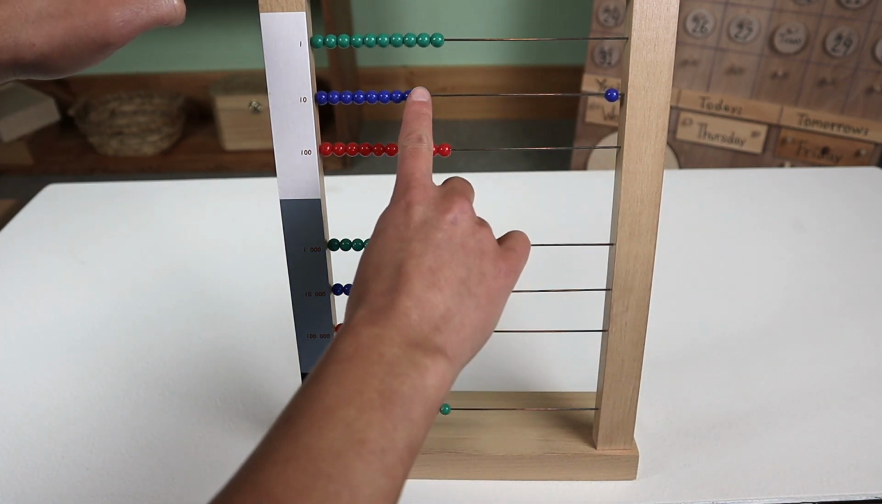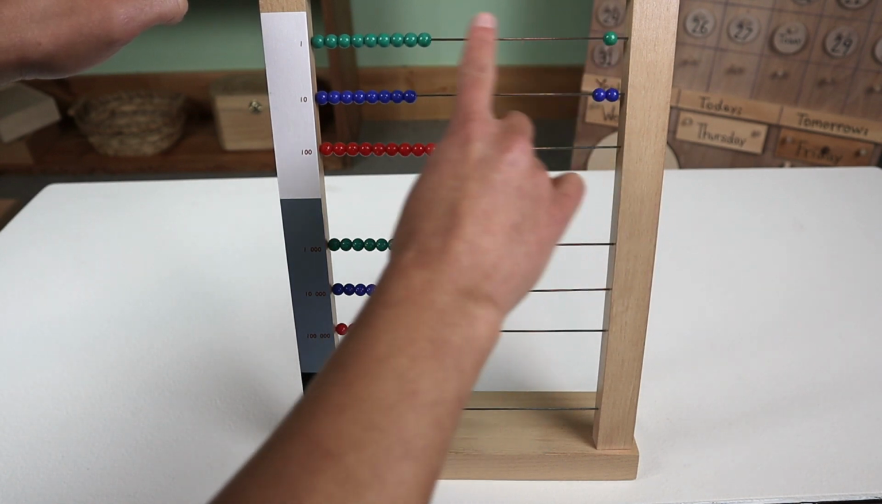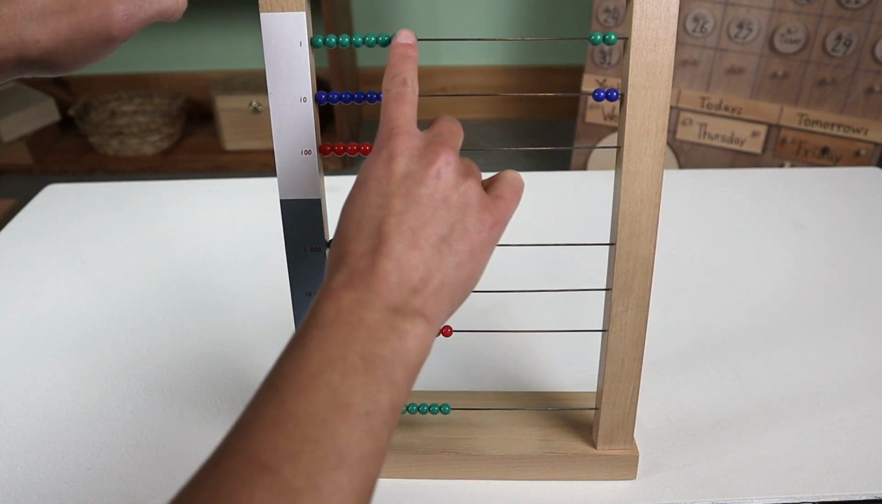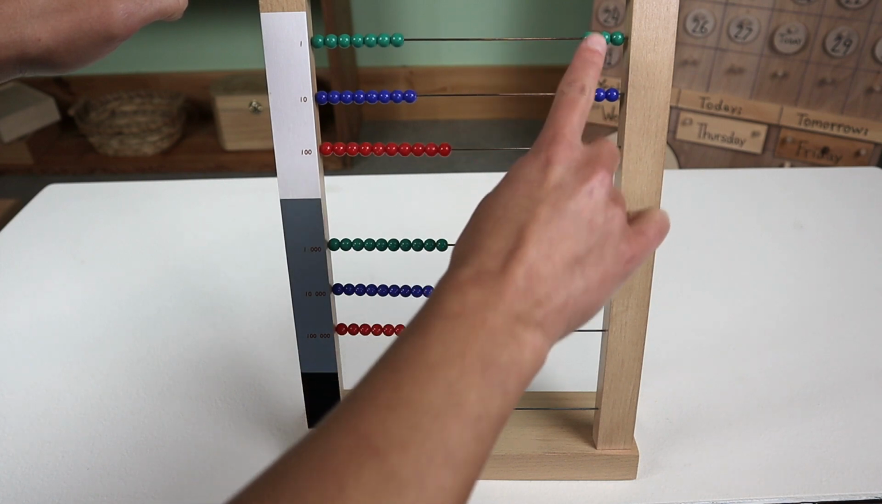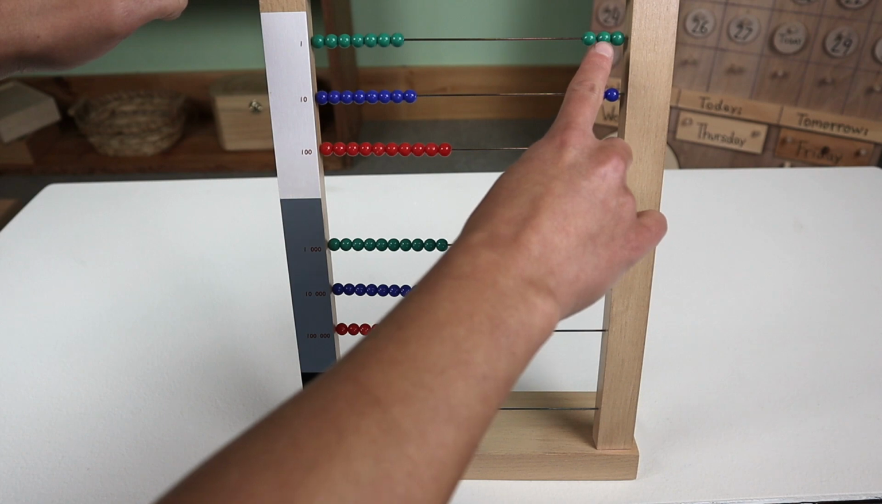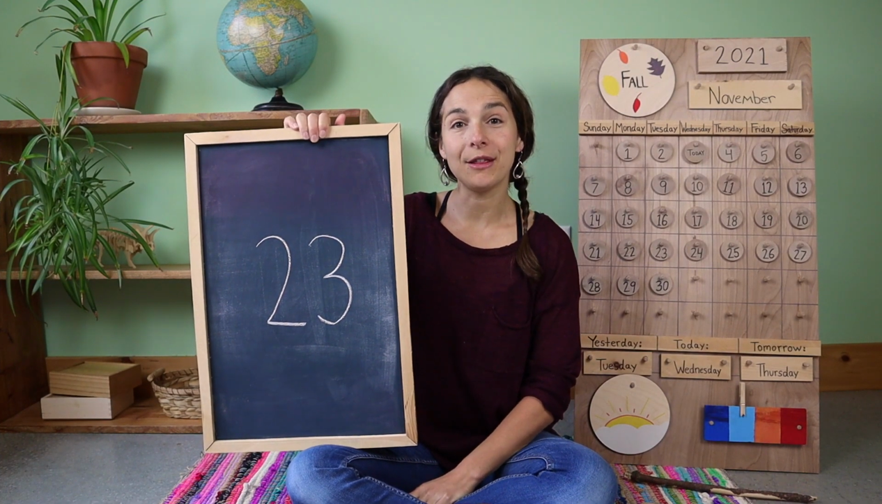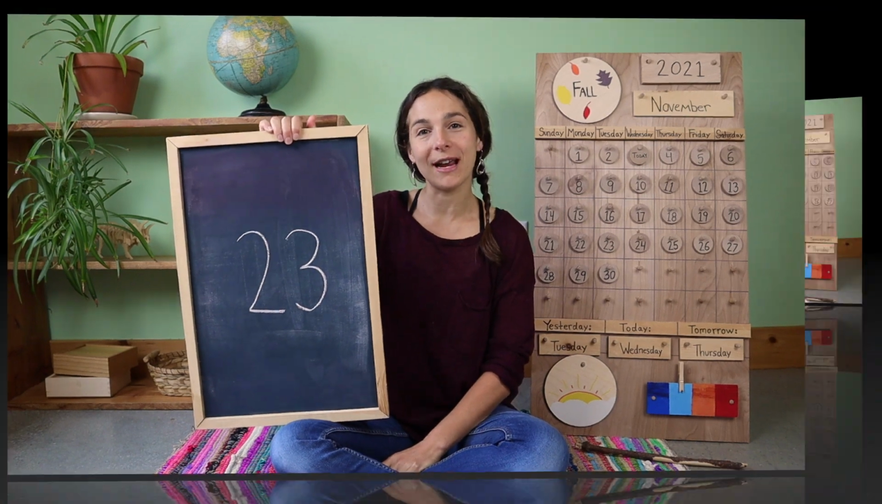10, 20, 21, 22, 23. 2 tens, 3 units. 23. Let's count the number 23 together using the large bead frame.